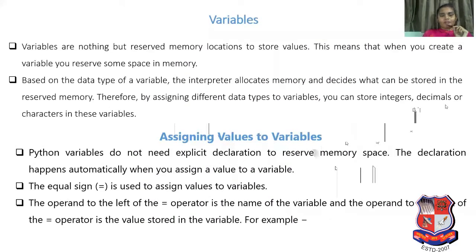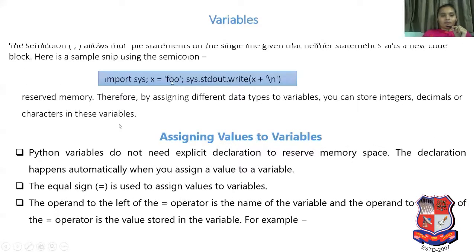Now the variables. We all know what variables are. Variables are nothing but reserved memory locations to store a particular value. So when you create a variable, you reserve some memory space for that particular identifier. Based on the data type of the variable, the interpreter allocates some memory and decides what can be stored in the reserved memory. Therefore, by assigning different types to variables, you can store integers, decimals, or characters in these variables.